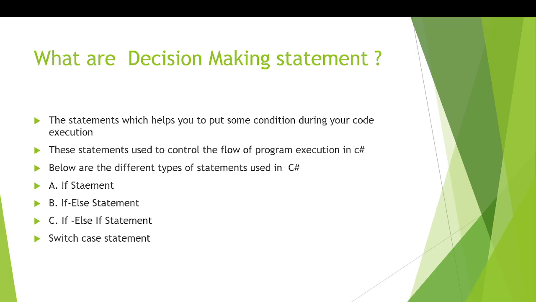Basically, in C Sharp, we have four different types of decision making statements. One is if, else, if else if, and switch statement. We will go one by one.